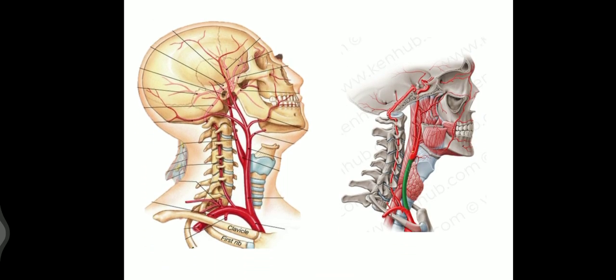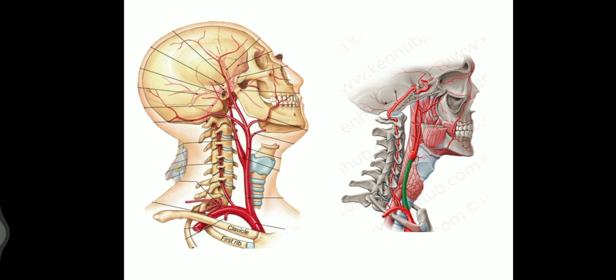This is the diagrammatic representation. We can see this one is the common carotid artery of the right side, which at the upper part of the thyroid cartilage divides into the external carotid artery and internal carotid artery. The internal carotid artery lies posteromedial to get into the carotid canal. The external carotid artery gives all its branches for the head and neck region, the face and the scalp.